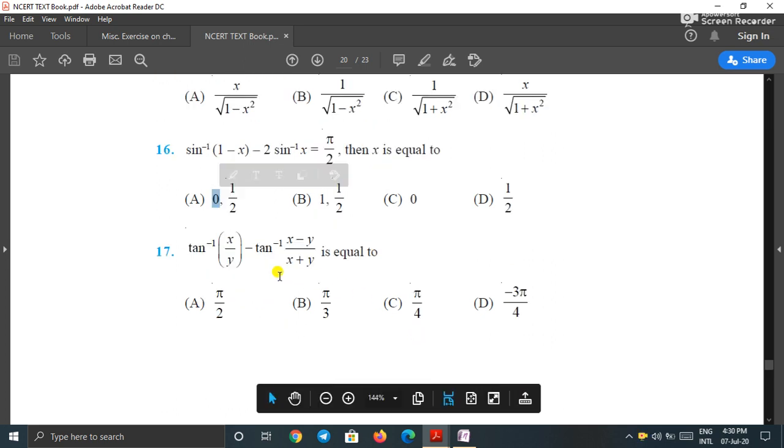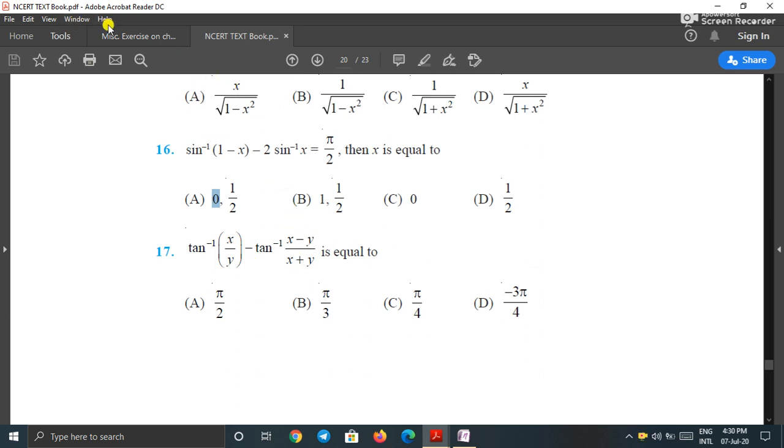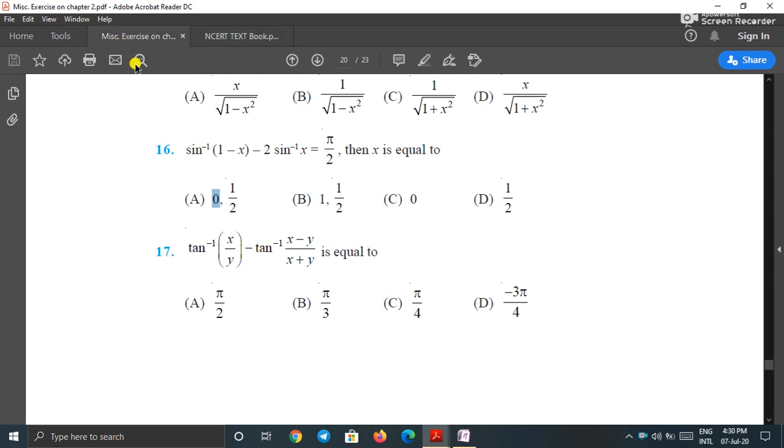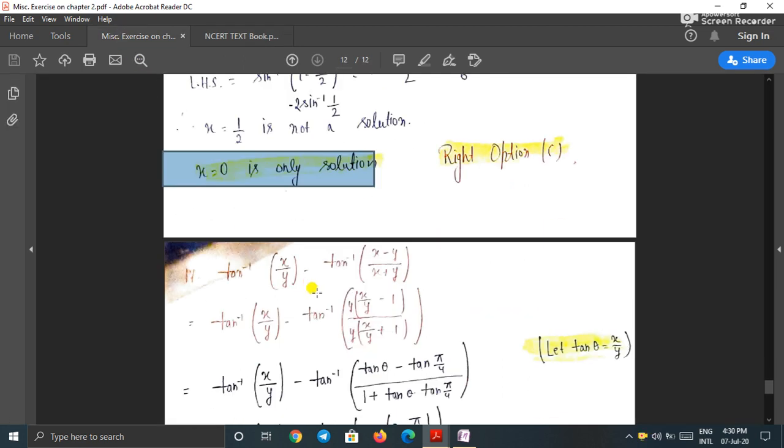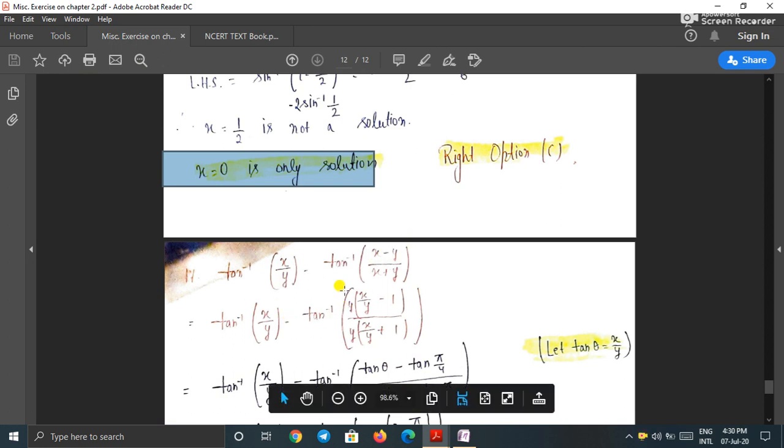Now see the next problem. Tan inverse x upon y minus tan inverse x minus y upon x plus y. How can we solve this problem? Now let us see. Tan inverse x upon y, take simply y common out.